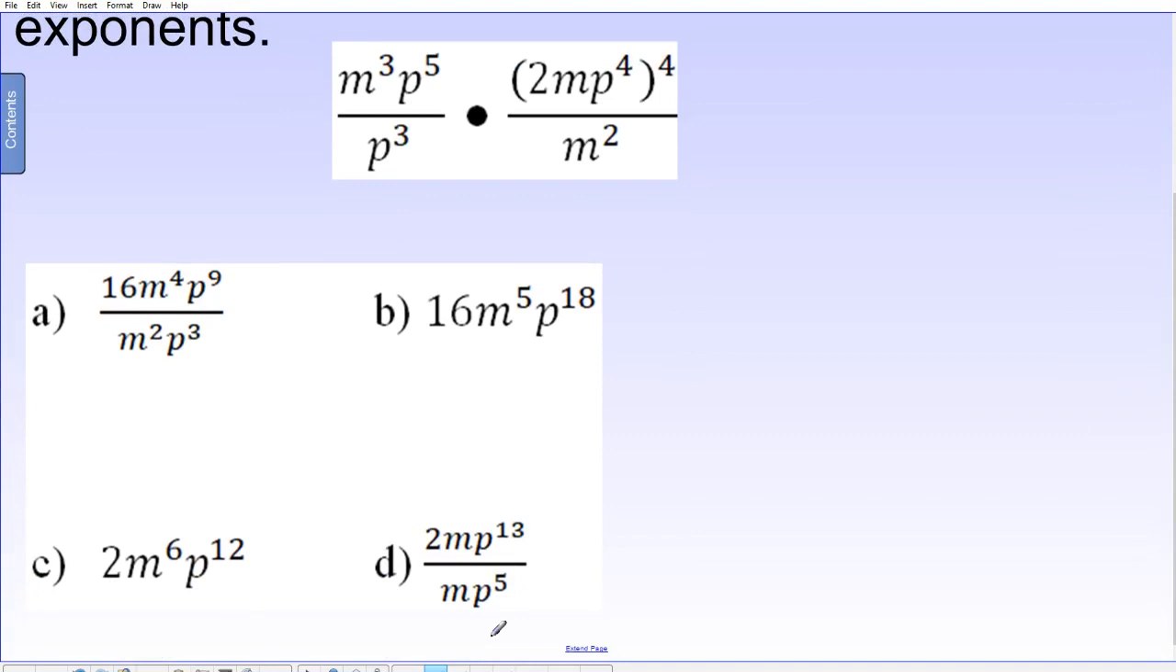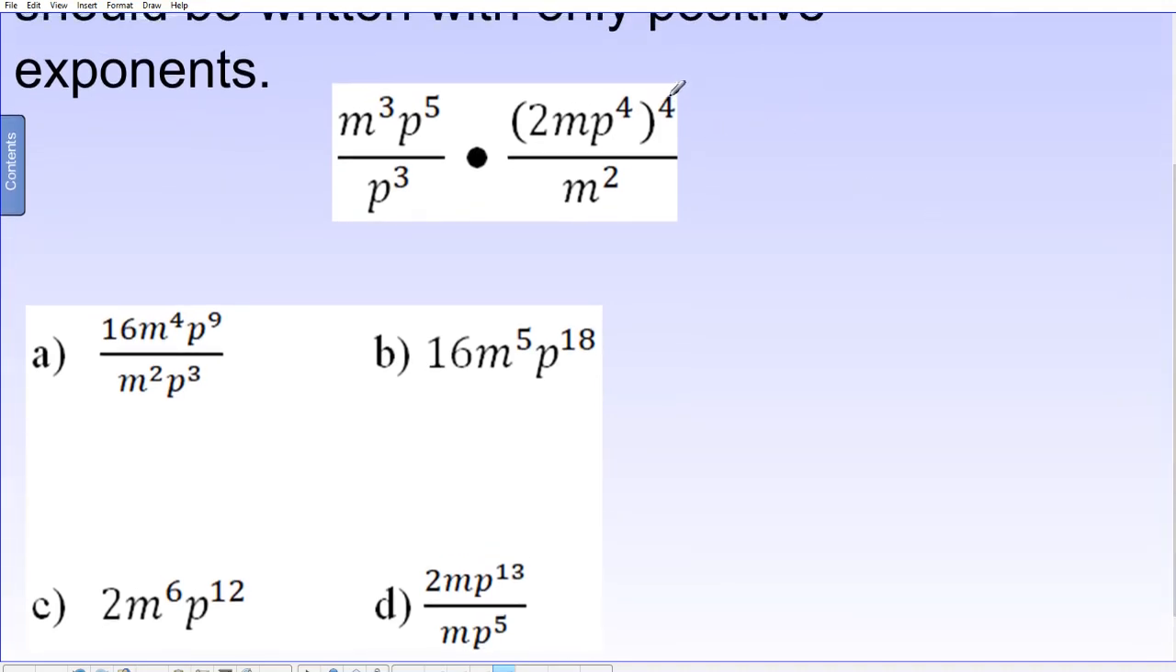I was just looking to see, is there anything obviously wrong with any of these 4, but I don't really see anything just yet. So I think the only thing we can do is just start plugging away and see what happens. The first thing I'm going to do is distribute my exponents. So this P has an exponent, M has an exponent, the 2 has an exponent.